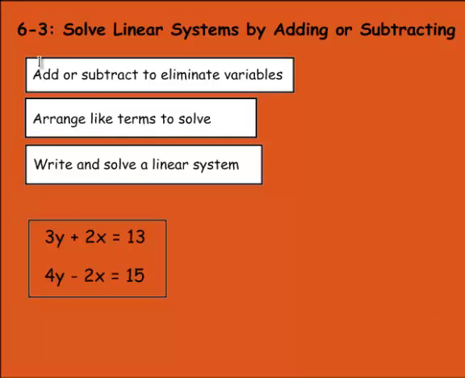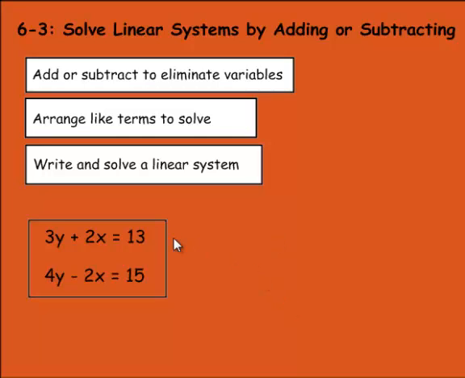We're on lesson 3 of chapter 6, which is to solve linear systems by adding or subtracting. First, we're going to add or subtract to eliminate variables. Then we'll arrange like terms to solve. Then we'll write and solve a linear system. We've already learned a little bit about substitution to solve things. Sometimes there is an easier way.